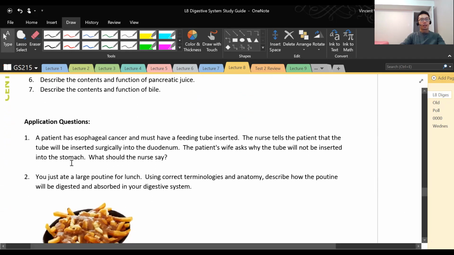Application question. A patient has esophageal cancer and must have a feeding tube inserted. The nurse tells the patient that the tube will be inserted surgically into the duodenum. The patient's wife asks why the tube will not be inserted in the stomach. What should the nurse say? Anybody want to comment on that?